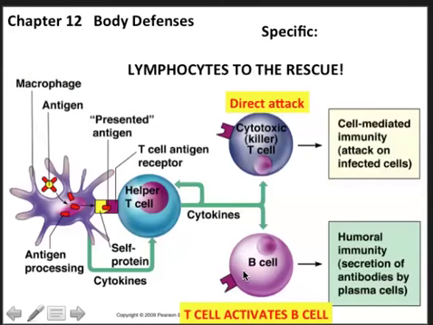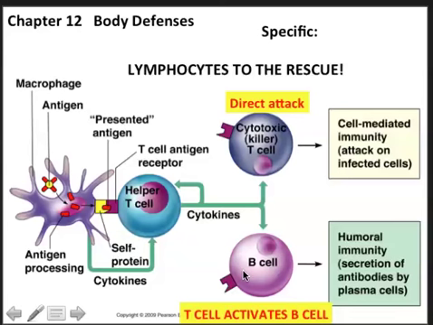Your specific defenses involve the use of really two broad populations of cells: the macrophages, or antigen presenting cells, and then, working through the T helper cells, the stimulation of what we call our B cells, which are our agents of humoral immunity, and our T cells, which are our agents of cell-mediated immunity.